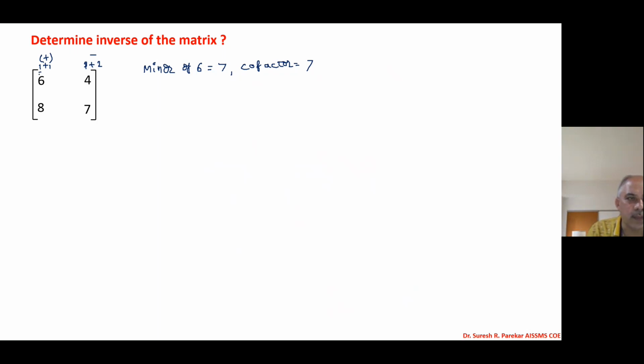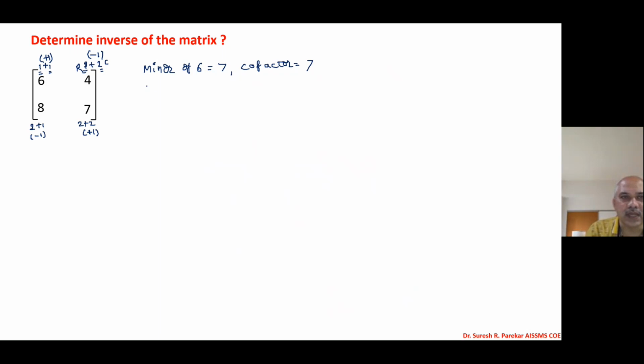This is a row number and this is a column number. First is the row number, second is the column number, that is R and C. So here we have 2 plus 1, so the value will be minus, meaning we have to multiply by minus 1. Here we multiply by plus 1. Here minus 1. And this is 2 plus 2, so we multiply it by plus 1.